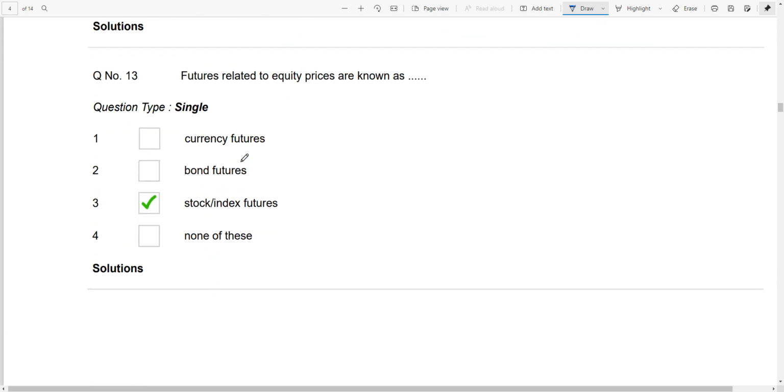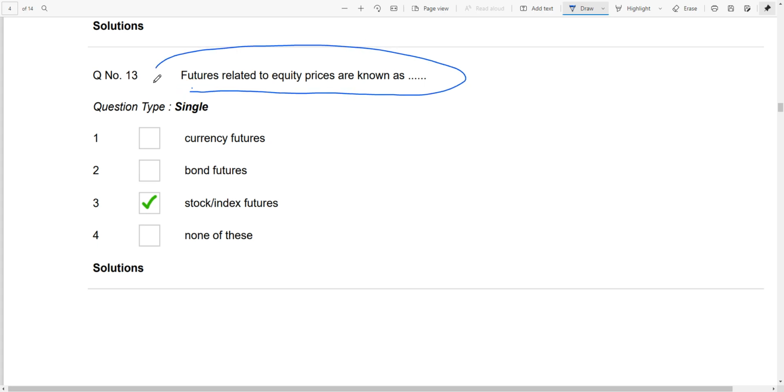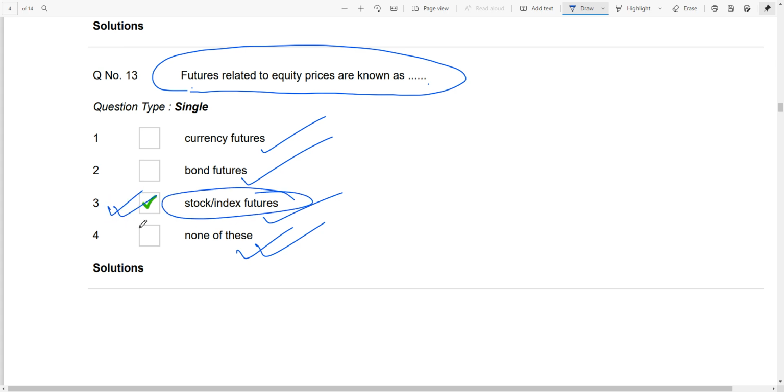Question number 13. Futures related to equity prices are known as currency futures, bond futures, stock index futures, none of these. Futures related to equity prices are known as stock index futures. Okay. Option 3, stock index futures.